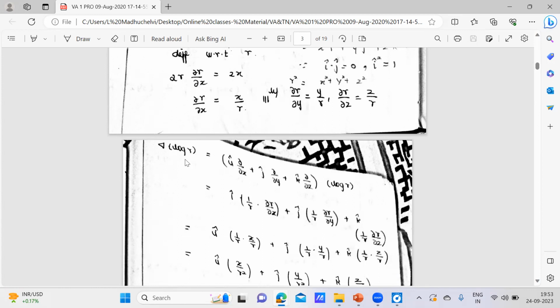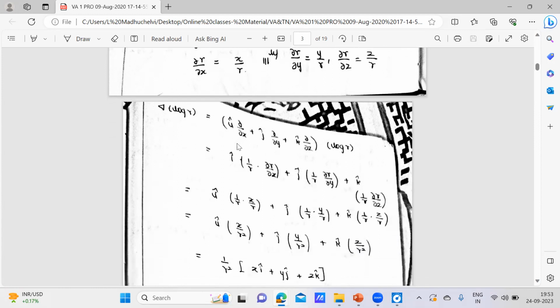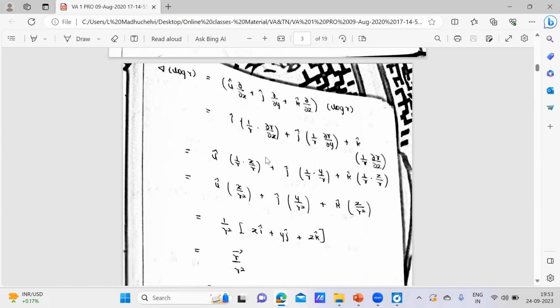Then we have to find del of log r. So del is i dou by dou x plus j dou by dou y plus k dou by dou z of log r.